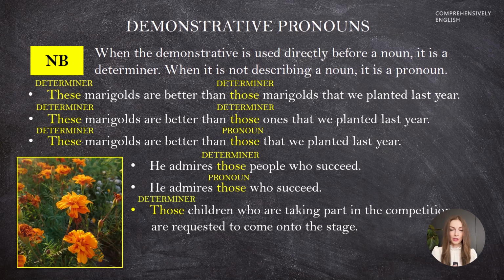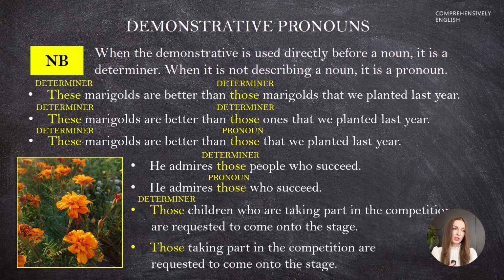Those is a determiner in this case. It describes the word children. Let's change the sentence. Those taking part in the competition are requested to come onto the stage. We dropped the noun, and now those is a pronoun. It functions as a pronoun in the sentence.